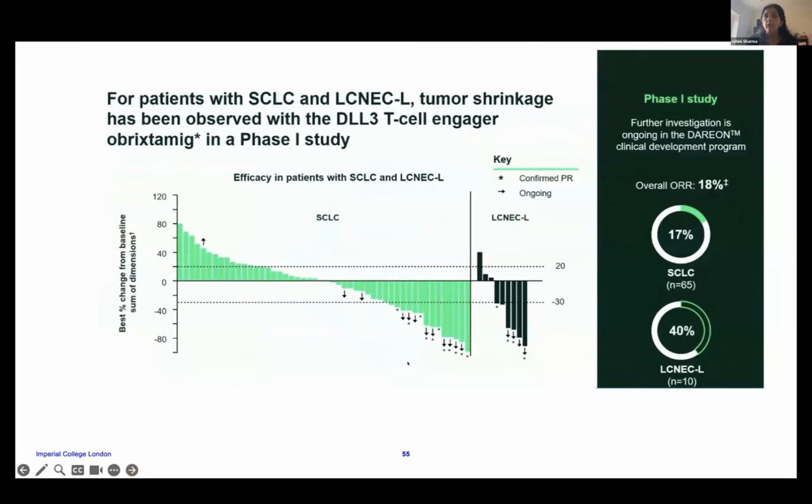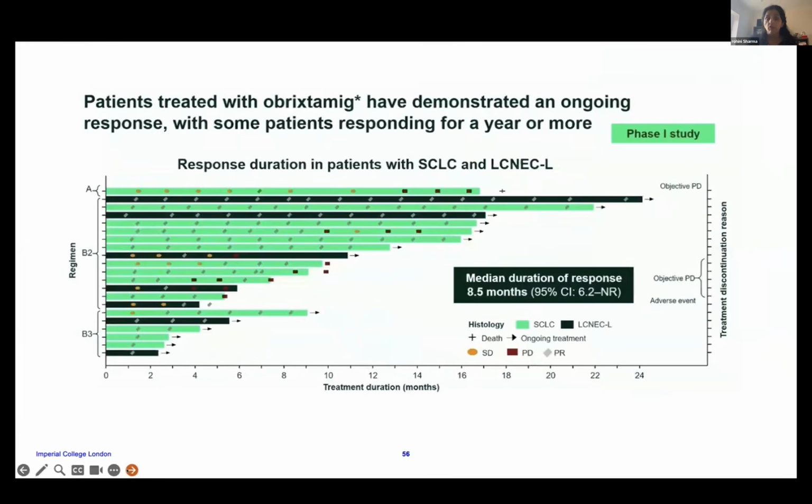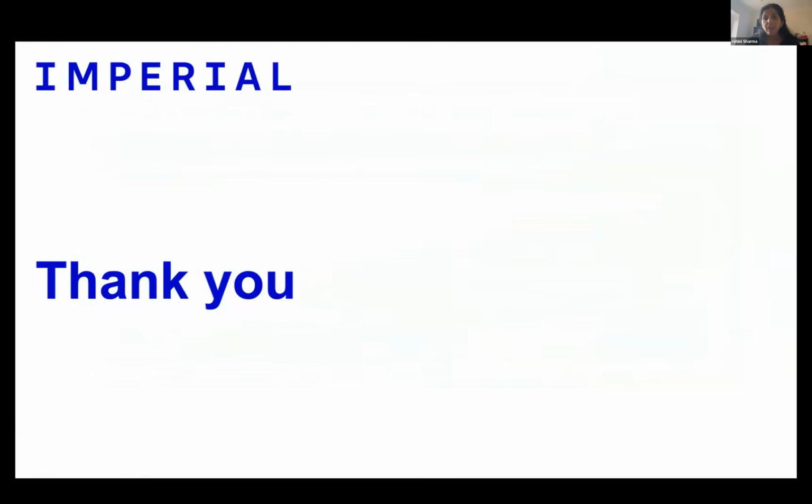And this was in the phase 1 study where they did enroll some patients with large cell neuroendocrine tumors. And again, you can see that there's a reduction in the size of the tumors. But apart from this, there's currently really no evidence for using immunotherapy in this tumor type, and in particularly for the grade 1, grade 2. So I will finish there, and thank you very much for inviting me to speak today.